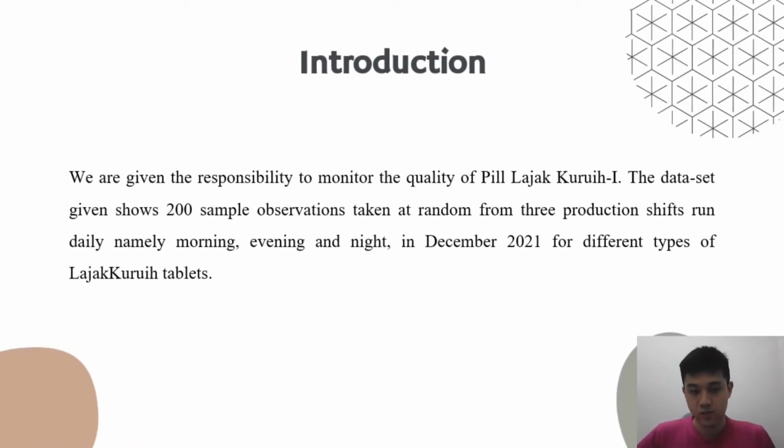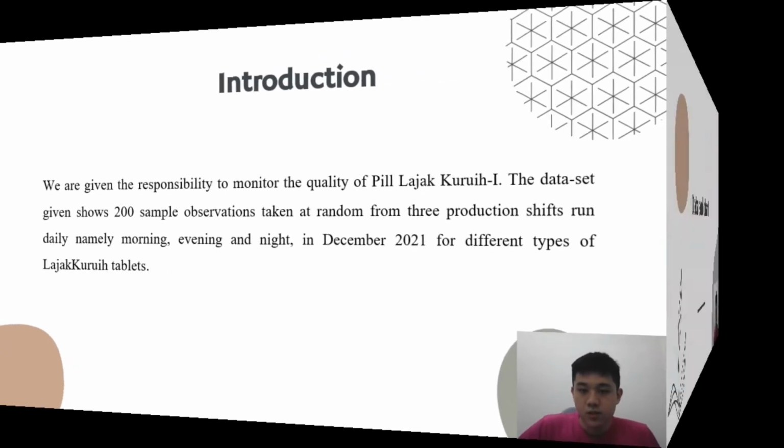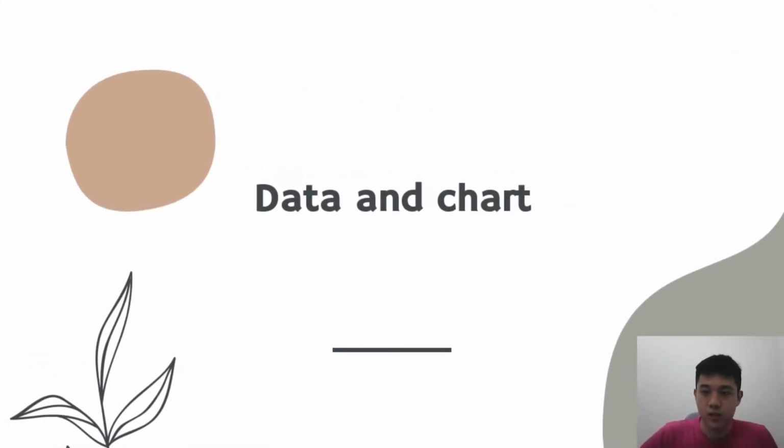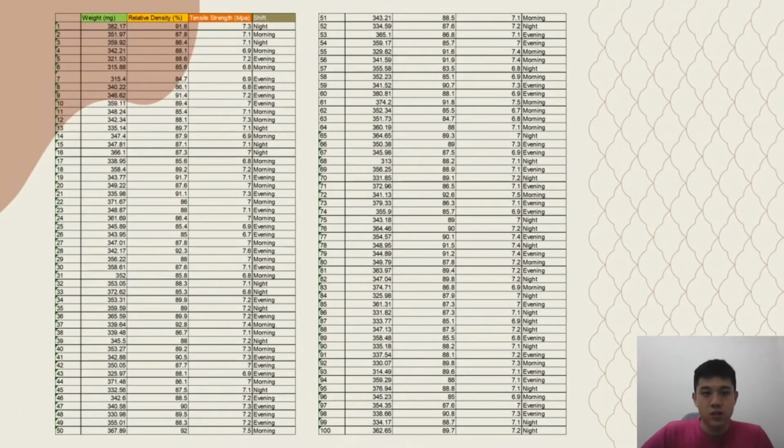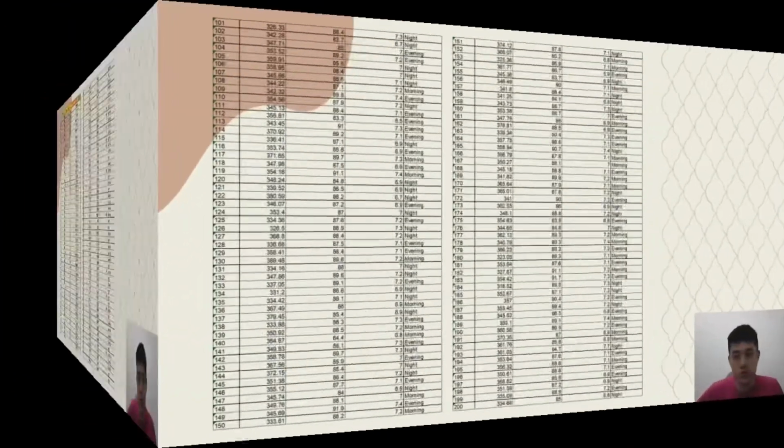So we are given the responsibility to monitor the quality of LAJAK KURUIH-I. So we will show the data and the chart for our analysis. So this is the data given. We have weight, relative density, tensile strength, and different shifts. So we are given 200 sample data.